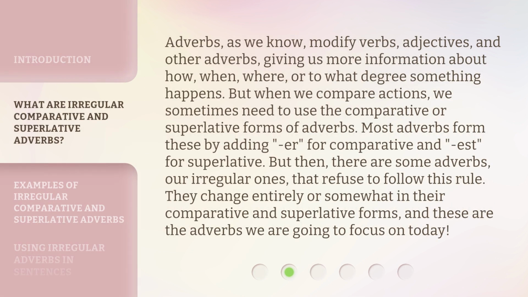Adverbs, as we know, modify verbs, adjectives, and other adverbs, giving us more information about how, when, where, or to what degree something happens. But when we compare actions, we sometimes need to use the comparative or superlative forms of adverbs. Most adverbs form these by adding "er" for comparative and "est" for superlative. But then, there are some adverbs, our irregular ones, that refuse to follow this rule. They change entirely or somewhat in their comparative and superlative forms, and these are the adverbs we are going to focus on today.